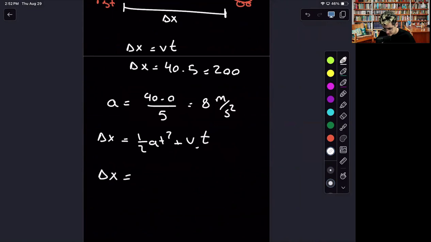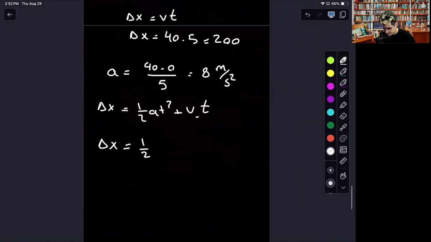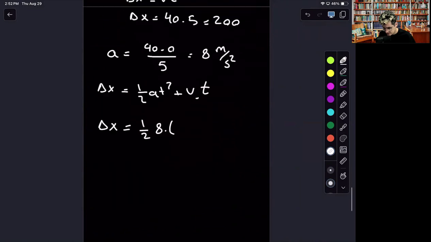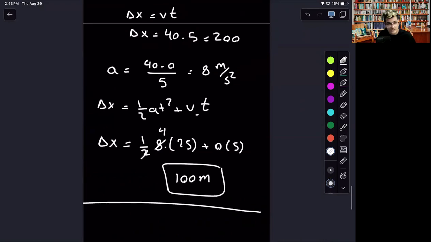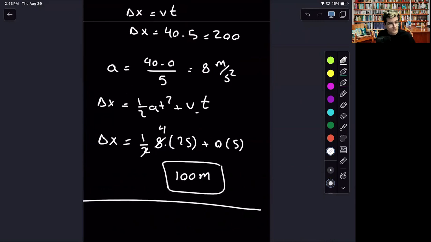So the displacement is equal to 1/2 a, which is 8, t squared, which is 5 squared, which is 25, plus initial velocity, which is 0 because you start from rest, right? Times 5. And then you just calculate it, and the answer is going to be 100 meters. Very simple. I suggest you pause the video, go back and redo the problem one more time, okay?